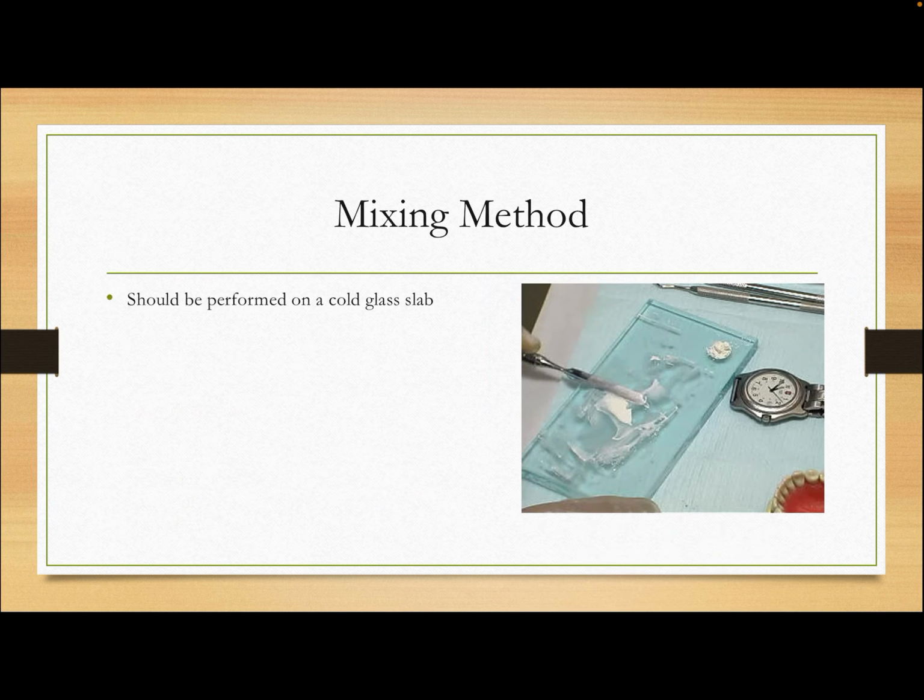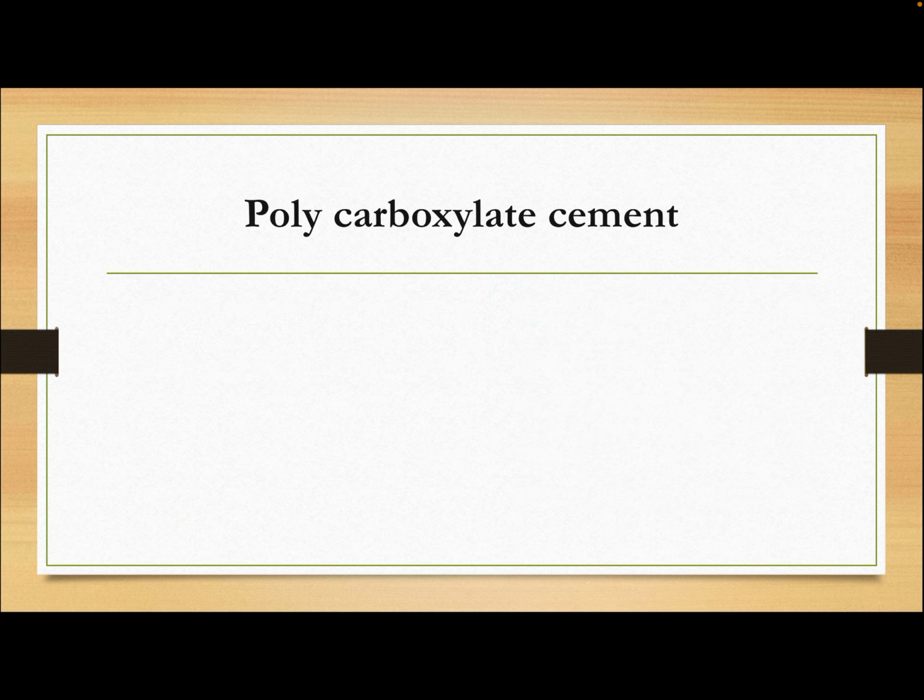The mixing method for zinc phosphate should be performed on a cold glass slab that promotes the cooling of the exothermic reaction that occurs when the powder and liquid are combined. And also, the more powder added, the greater the physical properties of the cement.